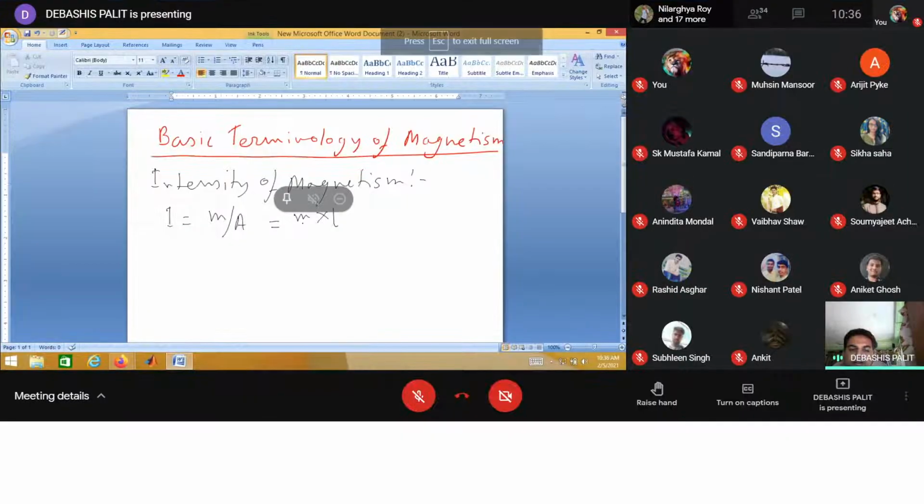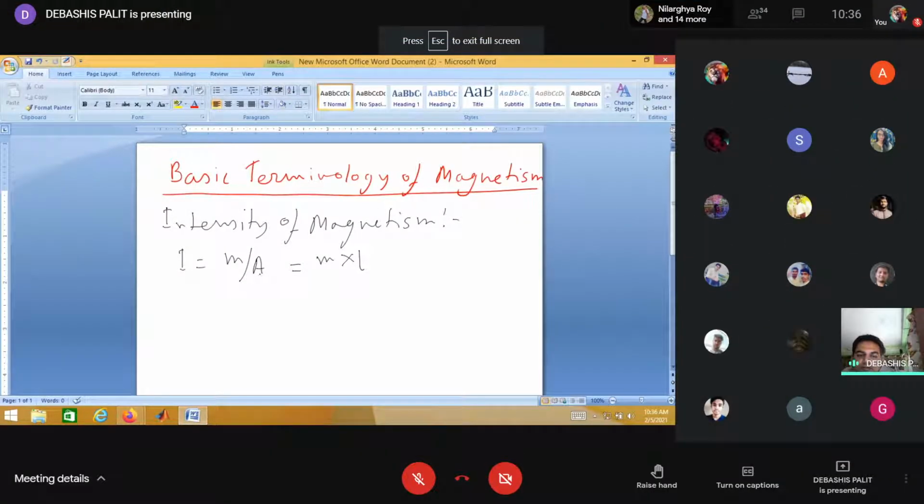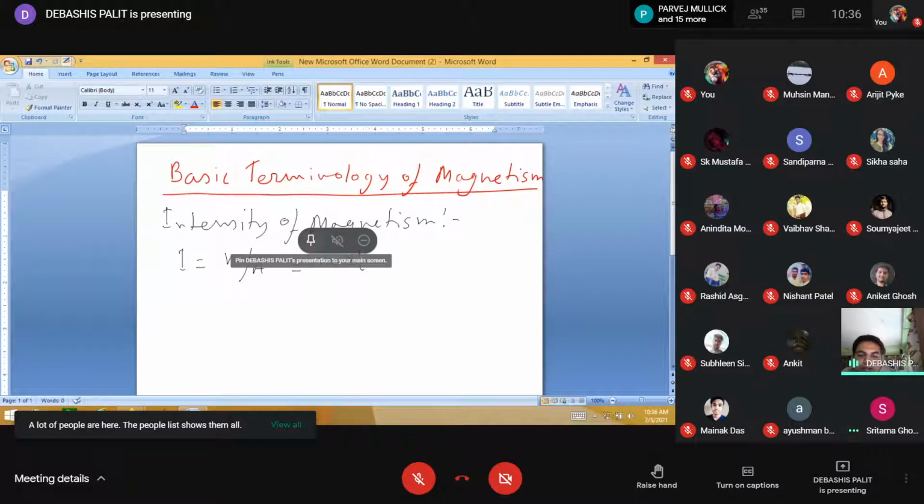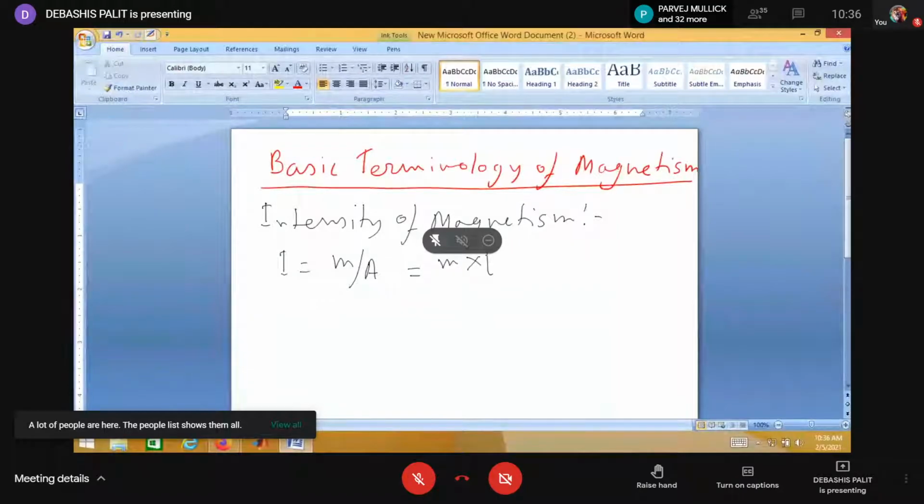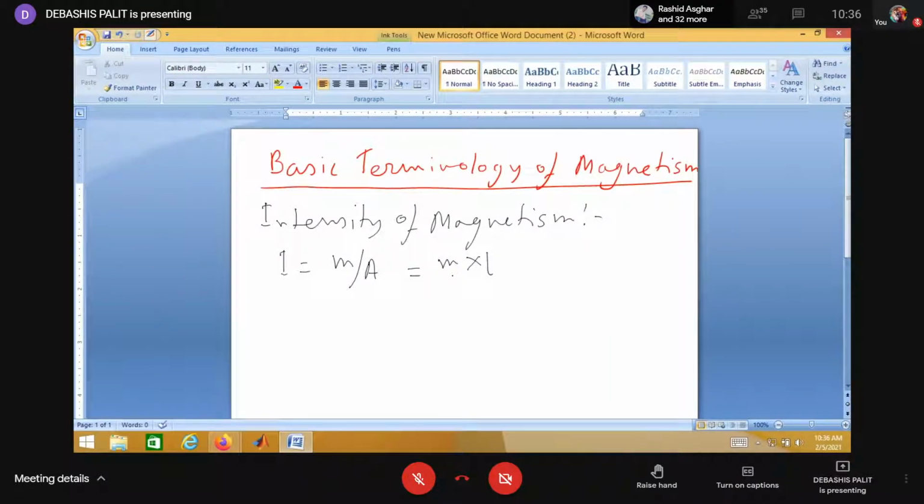L is the magnetic path length, M is the magnetic pole strength, and A is the cross-sectional area of the magnet where flux is flowing. So M into L, where M is the pole strength and L is the effective length of the magnetic path, that is your magnetic moment, divided by A into L.